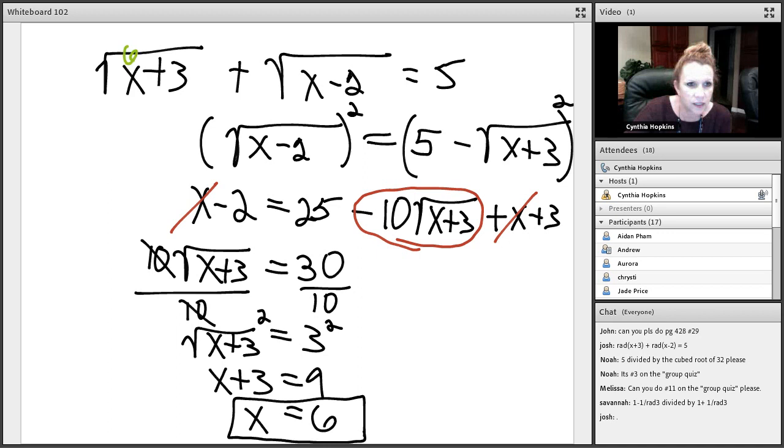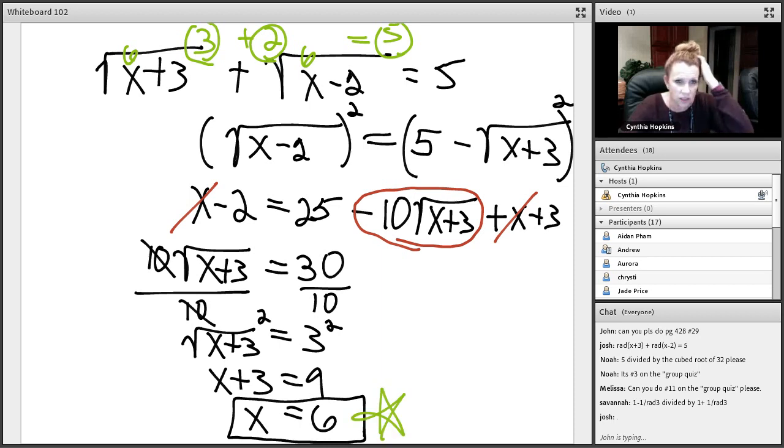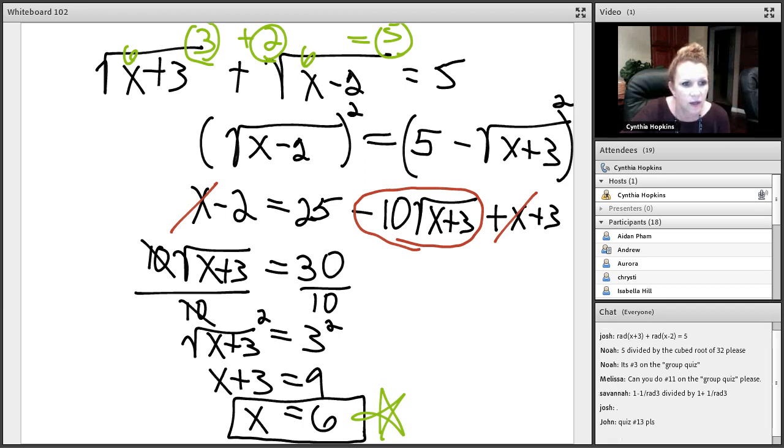So if I plug in a 6 here for my x and a 6 here for my x, let's see what happens. So 6 plus 3 is 9. Principal square root of 9 is 3. Okay, and then for my second term, 6 minus 2 is 4. Principal square root of 4 is 2. And 3 plus 2 does equal 5. And so it does work. And so this is my final answer. Okay, so you don't always get an extraneous root, but you do have to check for it always in these radical equations. Okay, that was Josh's question.